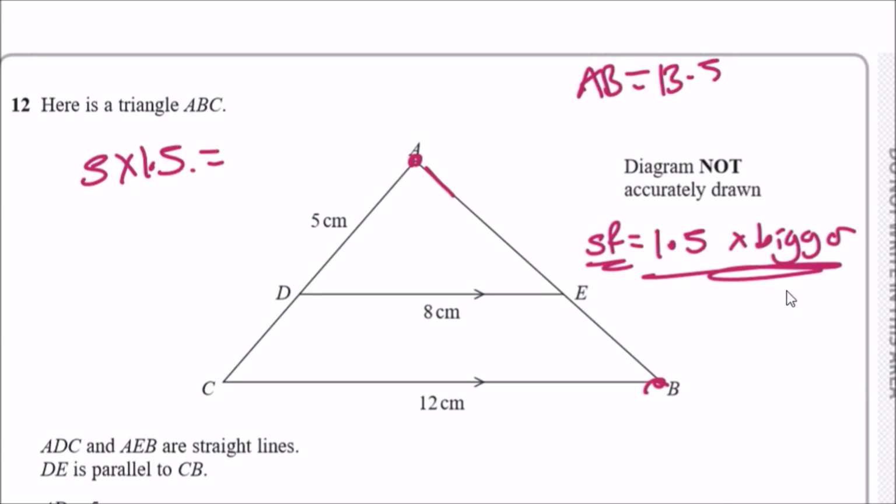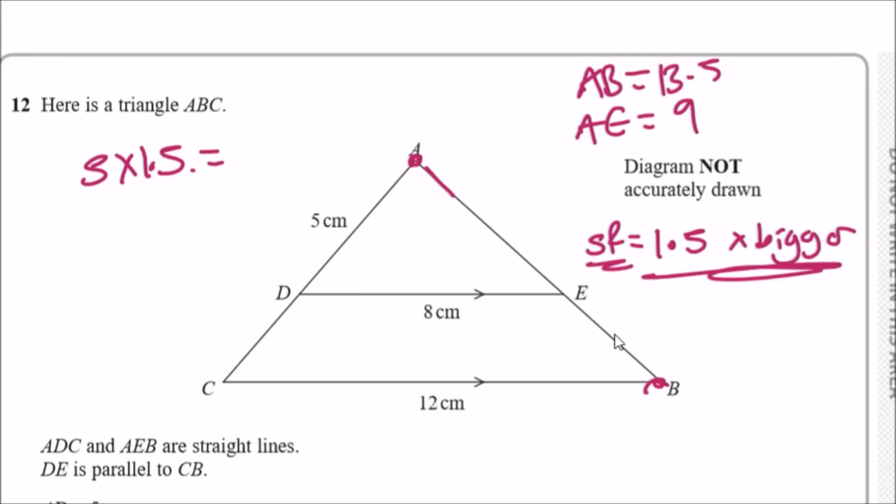That means we could find the scale factor. Using the scale factor, we can find the length of the smaller side, AE, and then subtract it from the big one to get the remainder, EB. So let's find AE. AE is going to be 1.5 times smaller than 13.5. So in your calculator, write 13.5 divided by 1.5, and you should get 9.